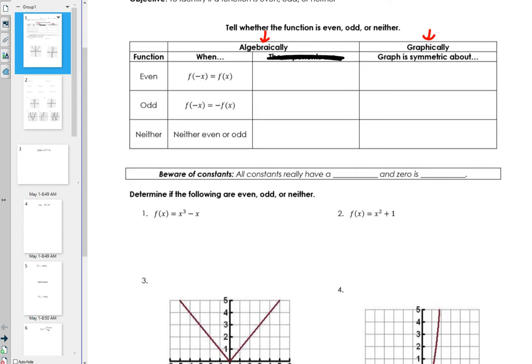On an even function, algebraically, if you look at the actual equation of the function, the whole point is that you would take anywhere where there's an x, and you would replace it with negative x. That's how we're going to test to see if something is even or odd. So if you have an even function, every term remains the same. Even after switching x to negative x, every term stays the same.